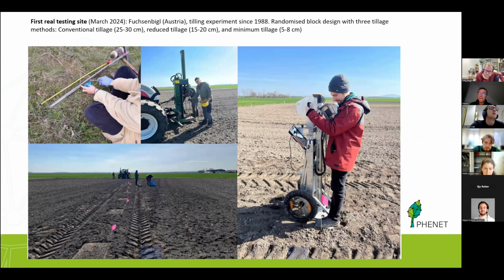As Hans mentioned before, this was our first real testing site, this tilling experiment in Fuchsenbigl here in Austria. You can see there was a randomized block design of three different tilling methods: conventional, reduced, and minimum tillage. From every one of these methods, from each plot, we collected 15 points. First, the tractor went and collected the soil cores. These soil cores were selected in different layers and kept in separate bags to later do an analysis in the lab. After the tractor, my colleague Pavel came here with the Subterra, and he recorded the spectra exactly at the insertion point of the soil cores, or at most 20 centimeters away.